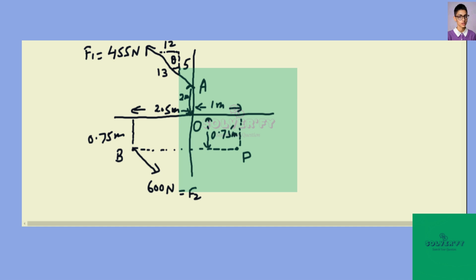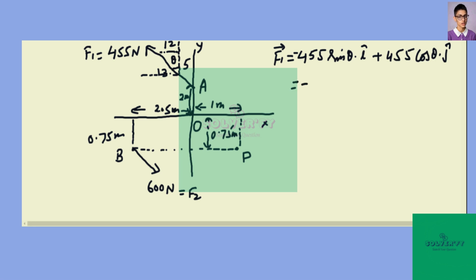First we have to break the F1 and F2 forces into X component and Y component. This is the X axis and this is the Y axis. Let us start solving. F1 has a magnitude of 455 Newton, and from here you can resolve it into its X component and Y component. So it will be 455 sine theta i cap plus 455 cos theta j cap. You can find sine theta from this triangle, and this will be 12 upon 13 i cap. Similarly, from the same triangle, cos theta is 5 upon 13 j cap.